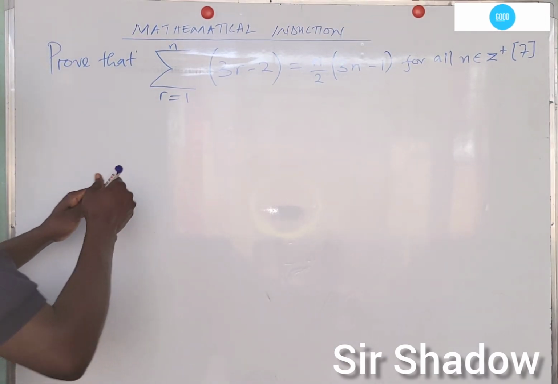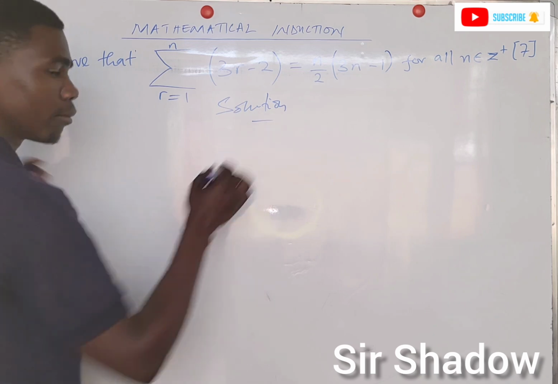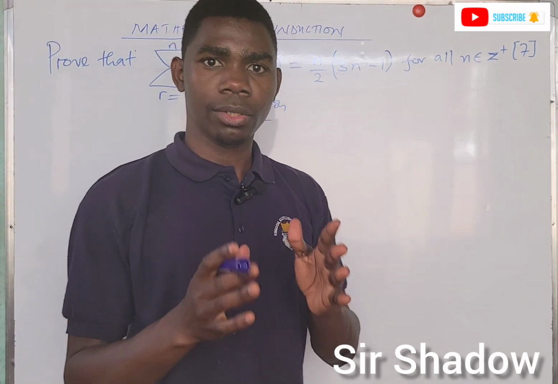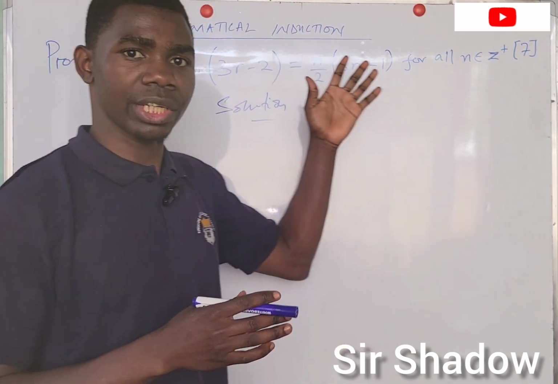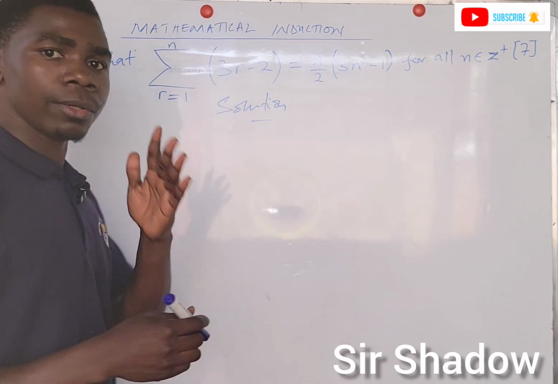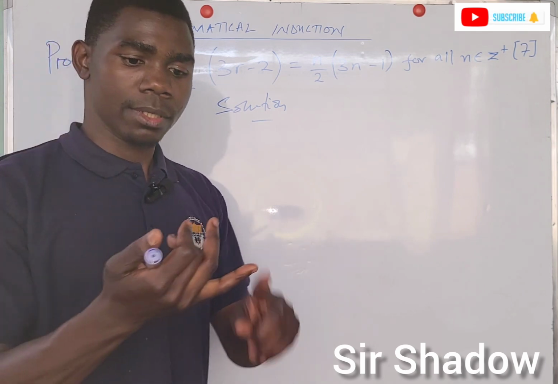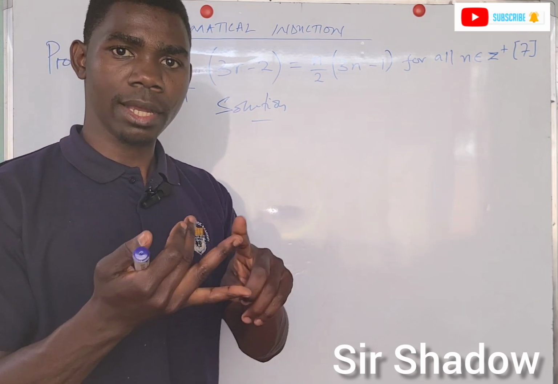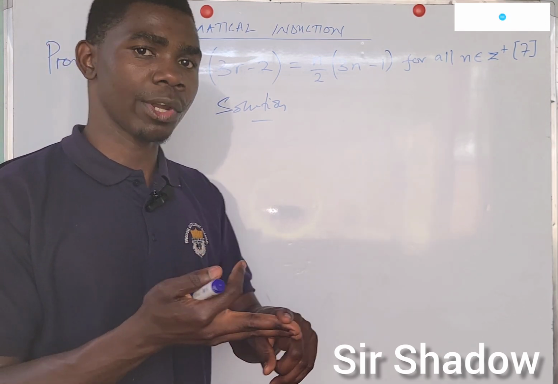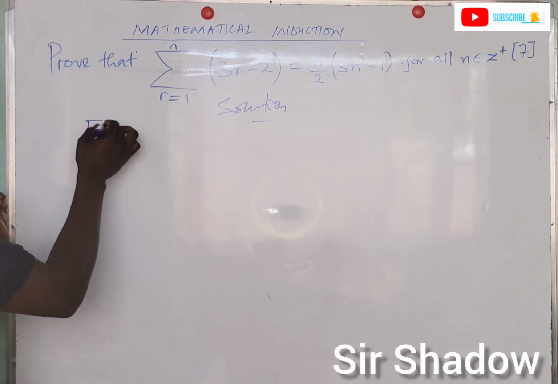Right. So we are saying solution. Remember, we are under mathematical induction. So whenever we are working with mathematical induction, remember three steps: assume true for n equals 1, assume true for n equals k, assume true for n equals k plus 1. So let's now start with n equals 1.